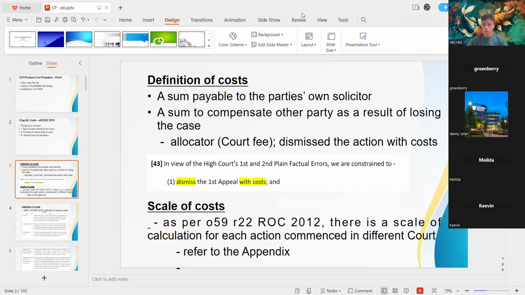Okay, so to answer Danny's question first, why do you need to pay to the court? It's because you also have to pay for the judge, because the judge has been sitting there for so many days during your trial or whatever else. This is why you have to pay to the court. Is that okay, Danny?